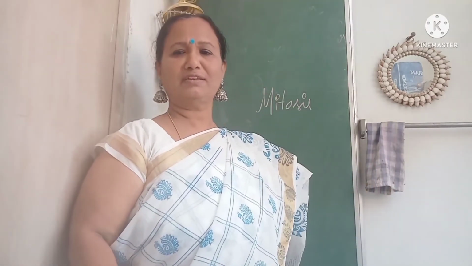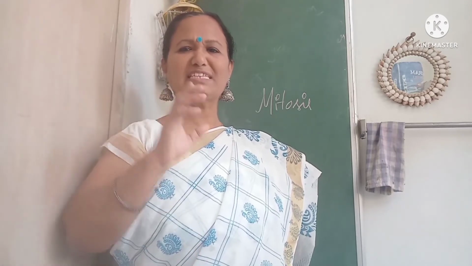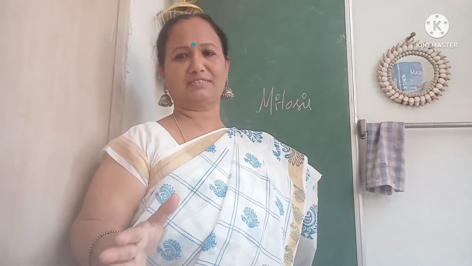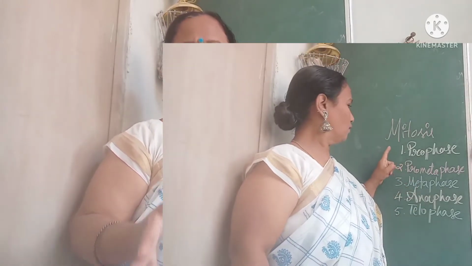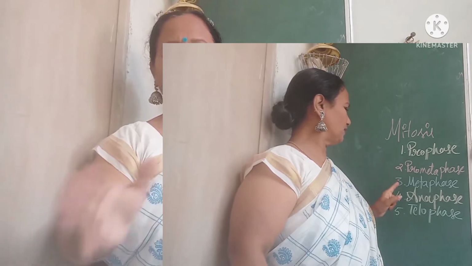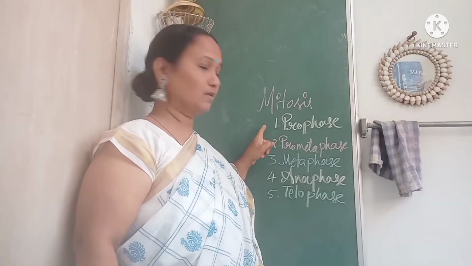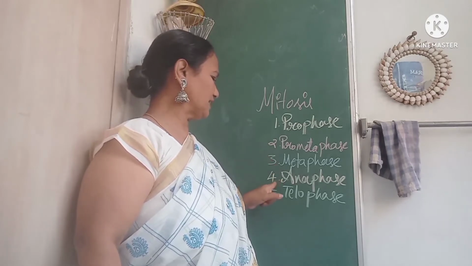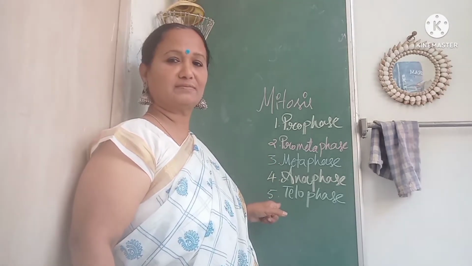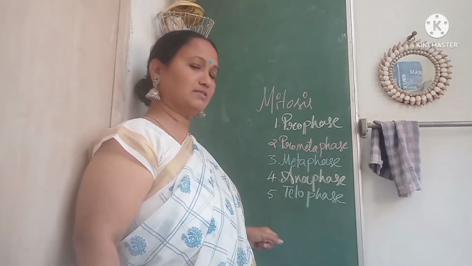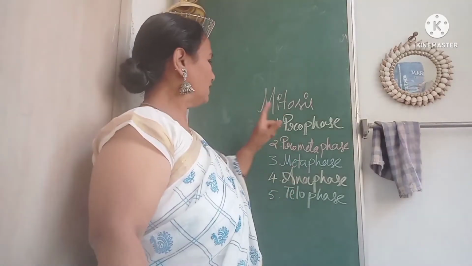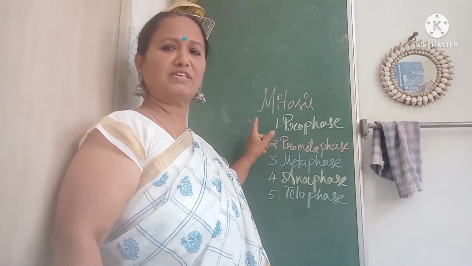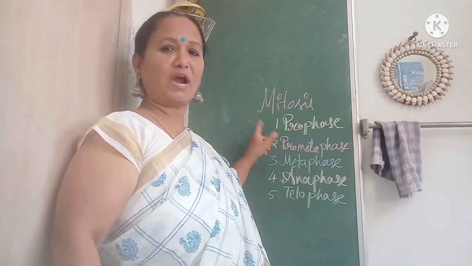The mitotic cell division, the mitotic cycle, is divided into 5 subphases: prophase, prometaphase, metaphase, anaphase, and telophase. These are the 5 substages. Firstly, we can see the prophase. This is the longest phase of karyokinesis.